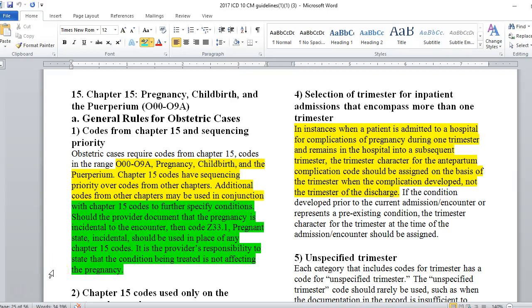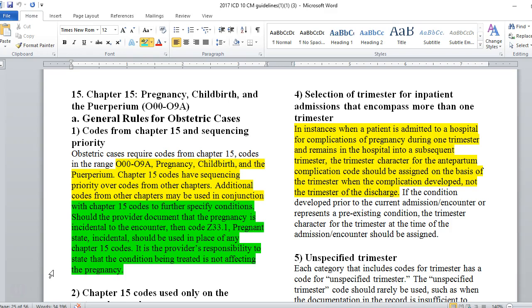Hello coders! Today we're going to go over chapters 15, 16, and 17 in ICD-10-CM guidelines. You can follow along on your screen. You can also follow along in your code book. Depending on which code book you have, your guidelines will be at the beginning of your code book. You will also sometimes have them at the beginning of each chapter.